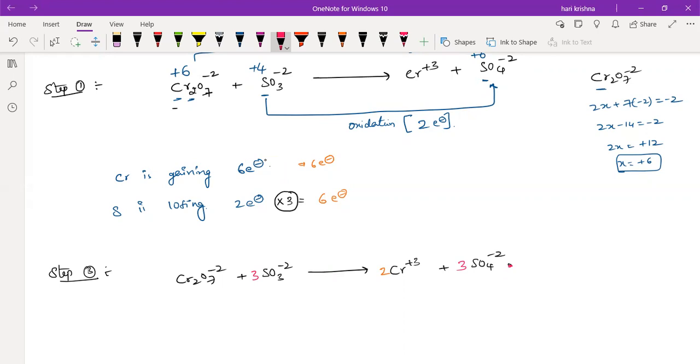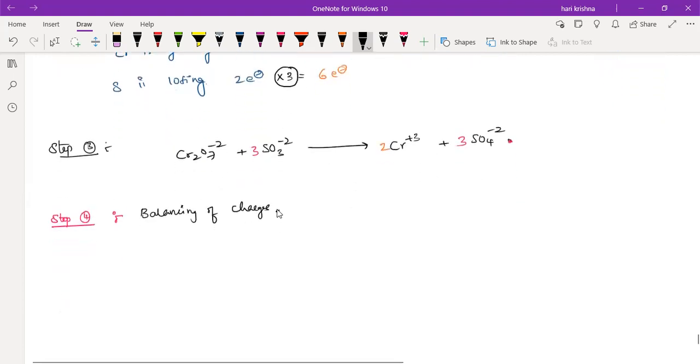What is step number 4? Balancing of charges, right? Balancing of charges. So how to balance the charges?